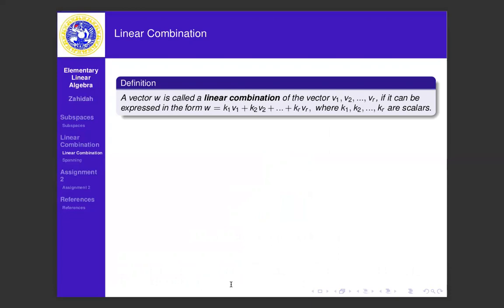Okay, next, linear combination. What is that? A vector W is called a linear combination of the vectors V1, V2, until Vr if it can be expressed in this form: K1 times V1 plus K2 times V2 plus until Kr times Vr, where the Ki are scalars.